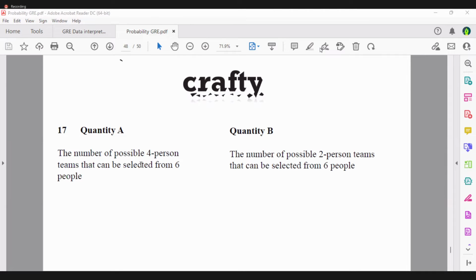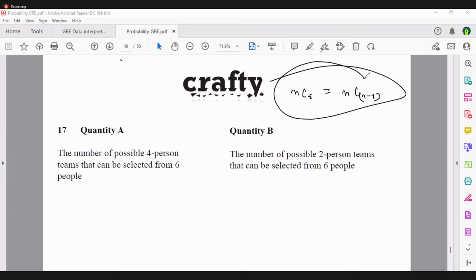Number of possible 4-person teams that can be selected from 6 people, and number of possible 2-person teams that can be selected from 6 people: they're equal. Both are equal. So the thing is, nCr is equal to nC(n minus r). Remember this. This becomes very helpful while solving quantitative comparison questions and data analysis questions.